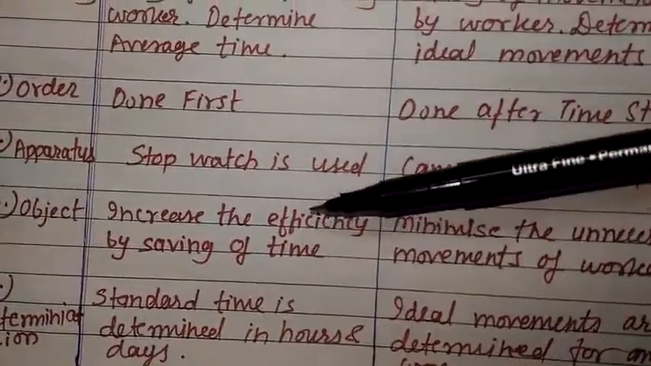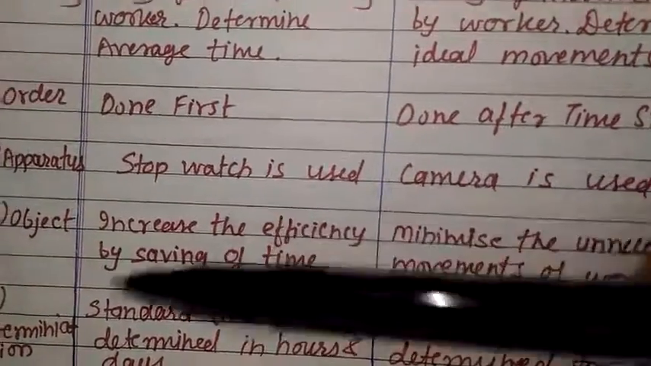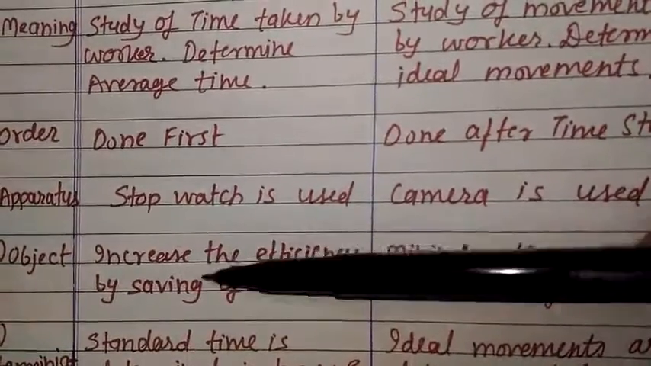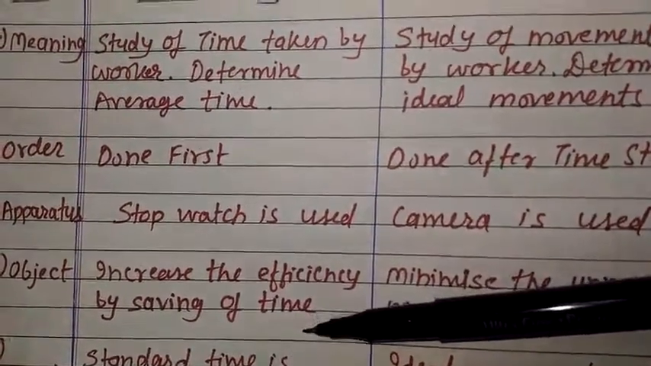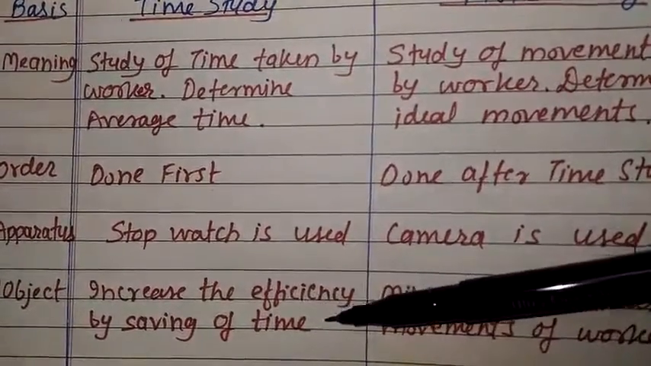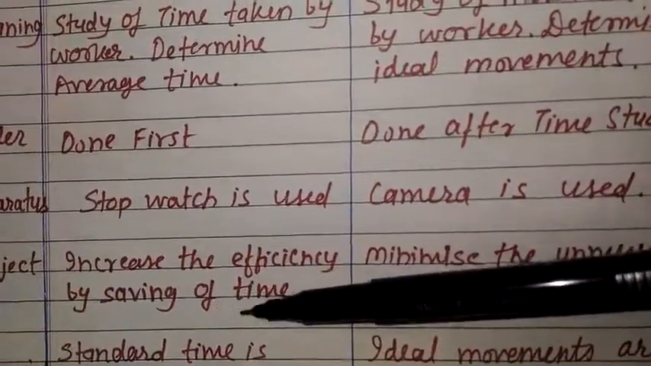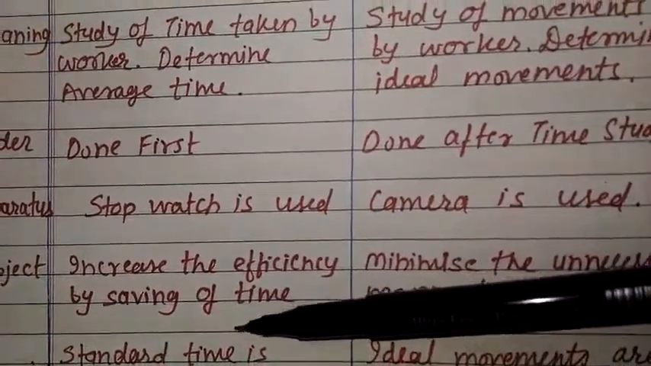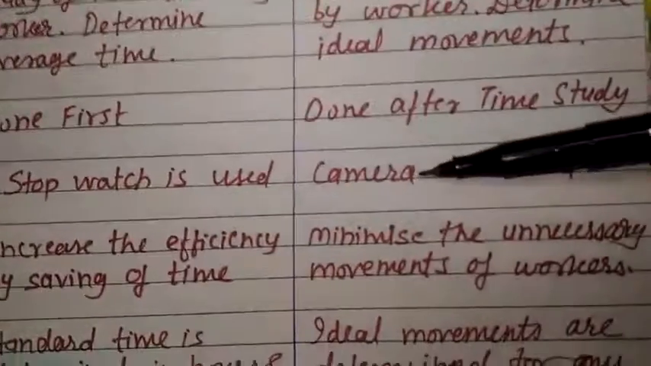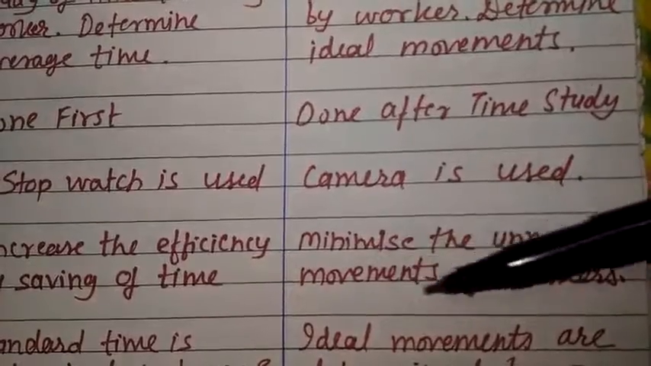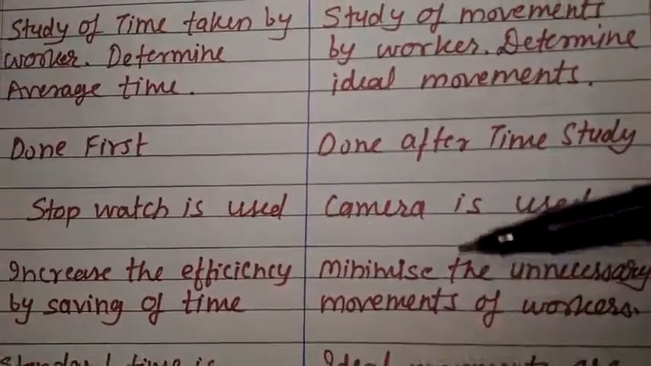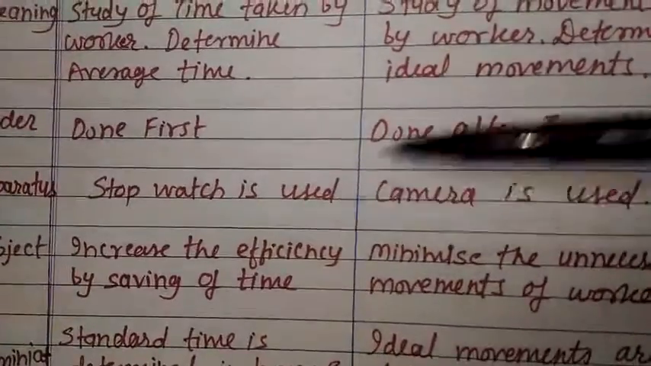Next one is the objective of increasing efficiency. The object of time study is increasing efficiency by saving time. Time study helps in increasing the efficiency or capacity of the worker by saving his time or removing the wastage of time, while motion study helps in minimizing or removing the unnecessary movements of the worker so that he does not get tired and performs the work well.